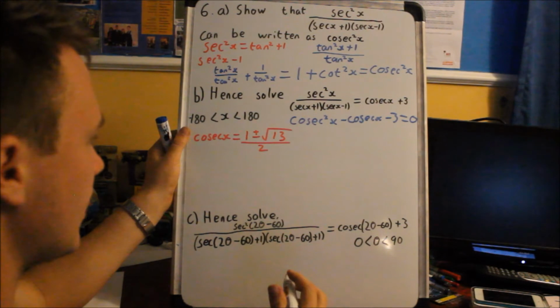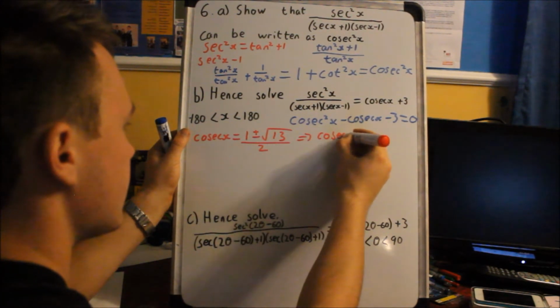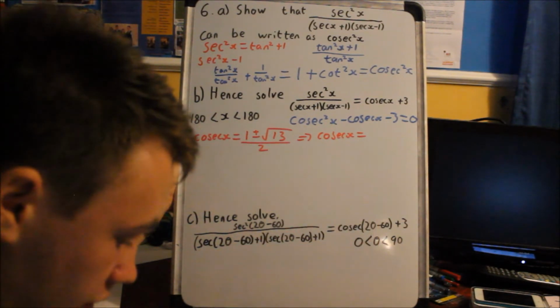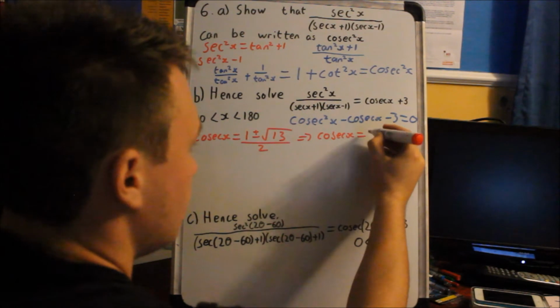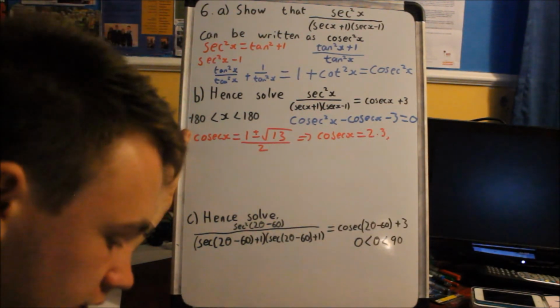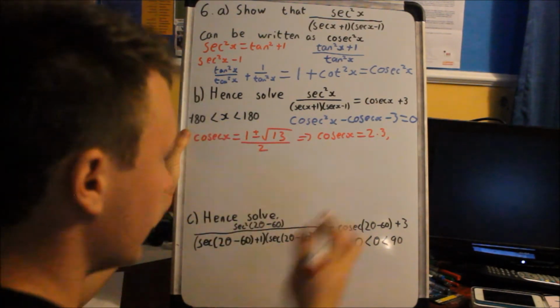So that's going to give us two values for cosec x. So cosec x equals, firstly, if you plus the root 13 over 2, we get 2.3. You can type that into your calculator. And if you do 1 minus root 13 over 2, you should get minus 1.3.